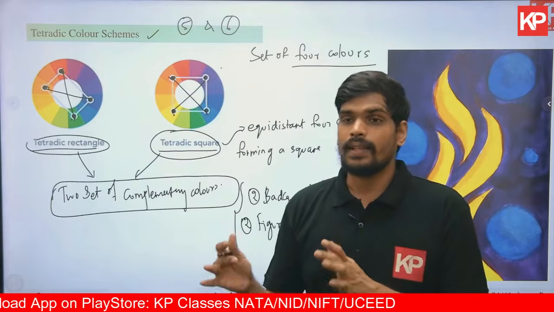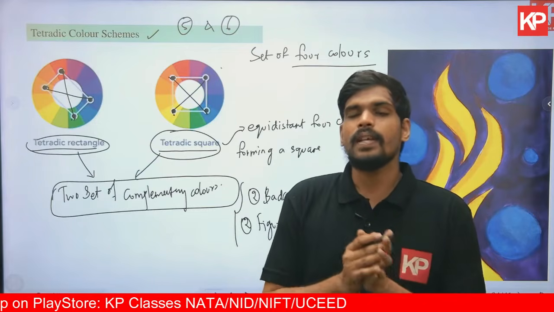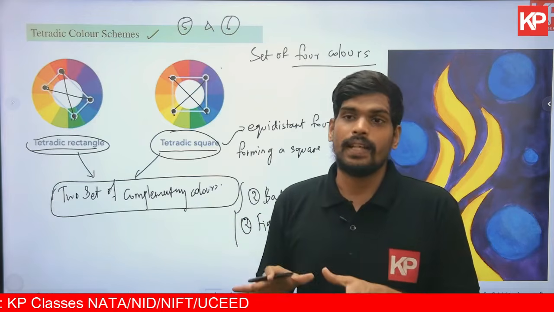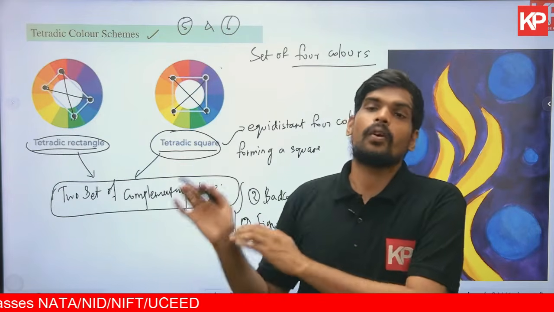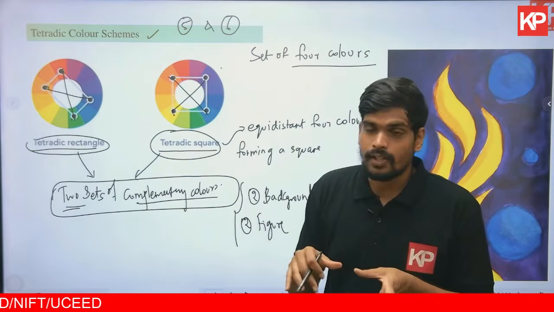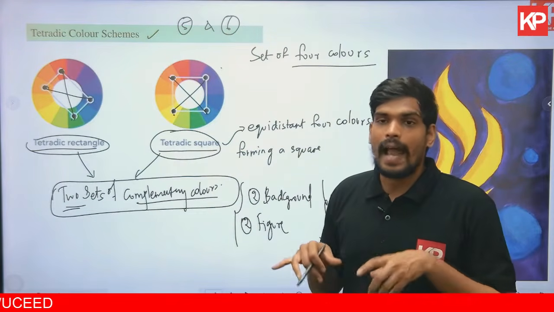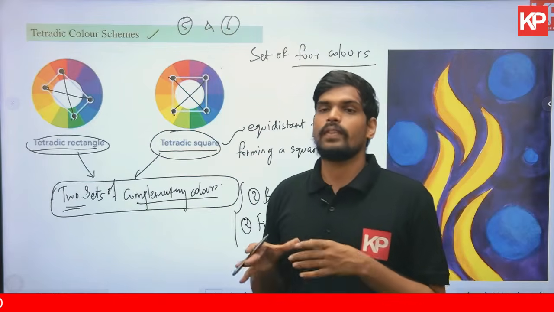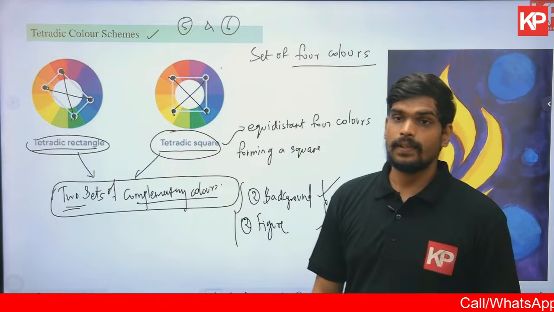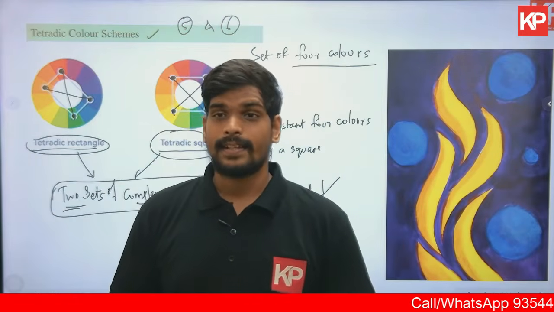If you don't want equal importance to everything, then you can select the tetradic rectangle color scheme. So it is slightly complex and advanced compared to the other color schemes, but you can simply learn it in this way. The tetradic color scheme is a set of 4 colors obtained by selecting 2 sets of complementary colors. First 1 set of complementary, 1 more set of complementary added to it. Both together, the 4 colors, will form a tetradic color scheme. This is used if you want 2 colors in the background and 2 colors in the figure. So that is about the tetradic color scheme.